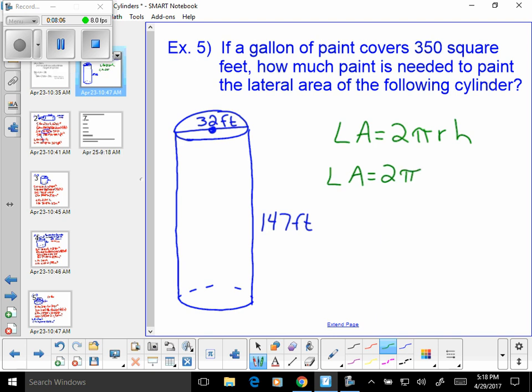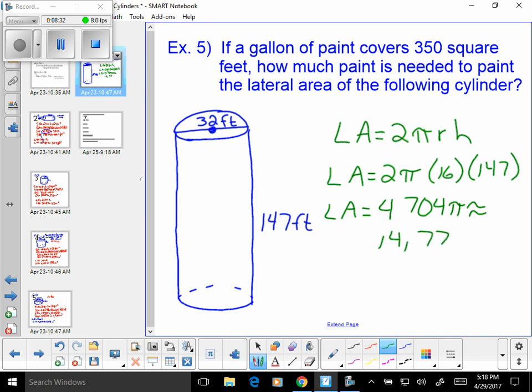2 pi, the radius here, they've given me diameter, so it's going to be 16, times the height of 147. Yes, you're going to need a calculator for this. 2 times 16 times 147 comes out to 4,704 pi, which is going to be approximately 14,778 square feet.